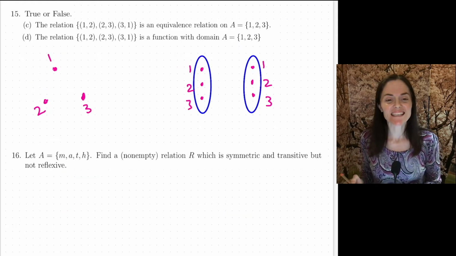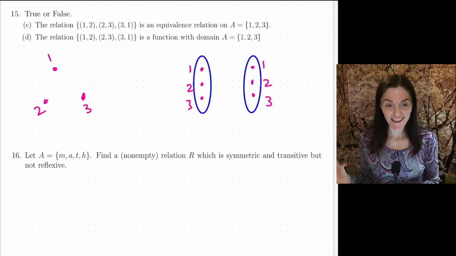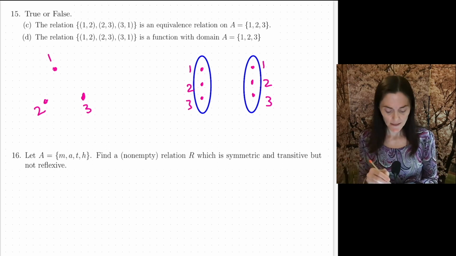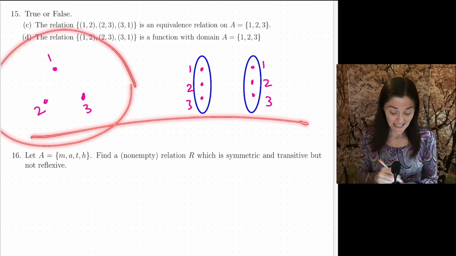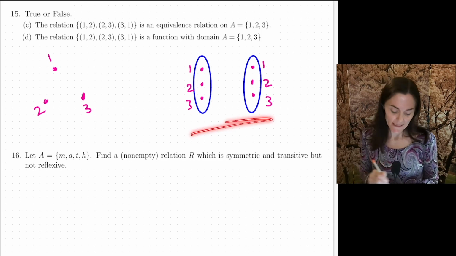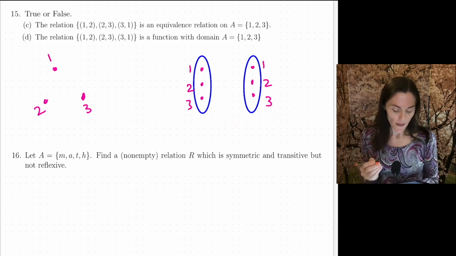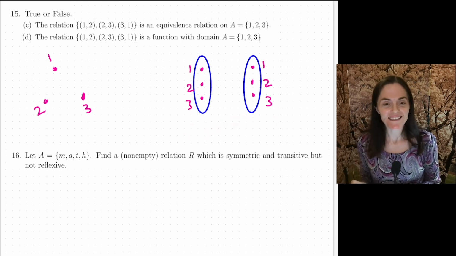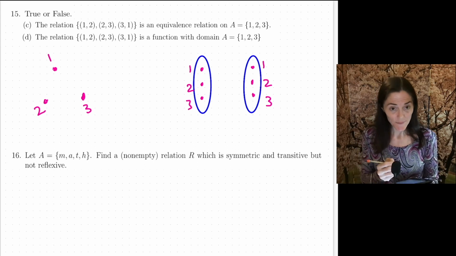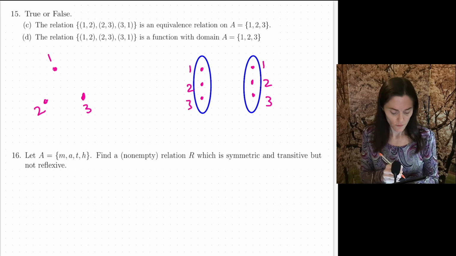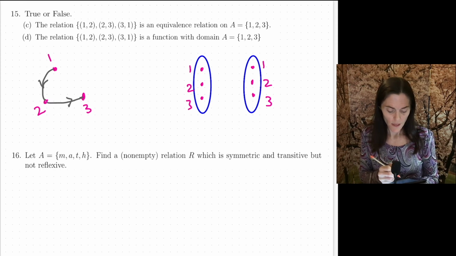Now for C and D, you see we have the same set A, and I just recopied these pictures. This is thinking about it in the relation world, and this is thinking about the function world. Okay, well, we have a different relation here. 1 maps to 2, 2 maps to 3, and 3 maps to 1.